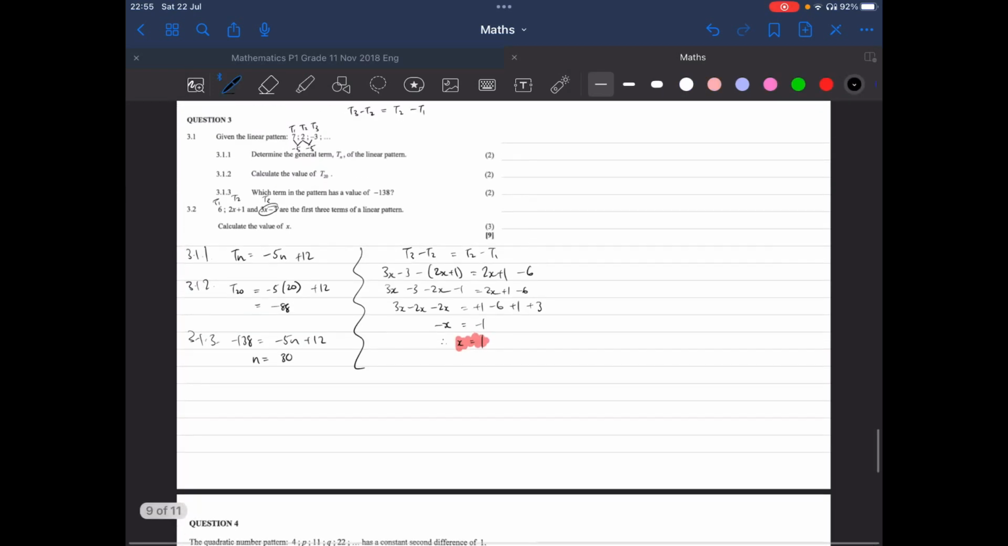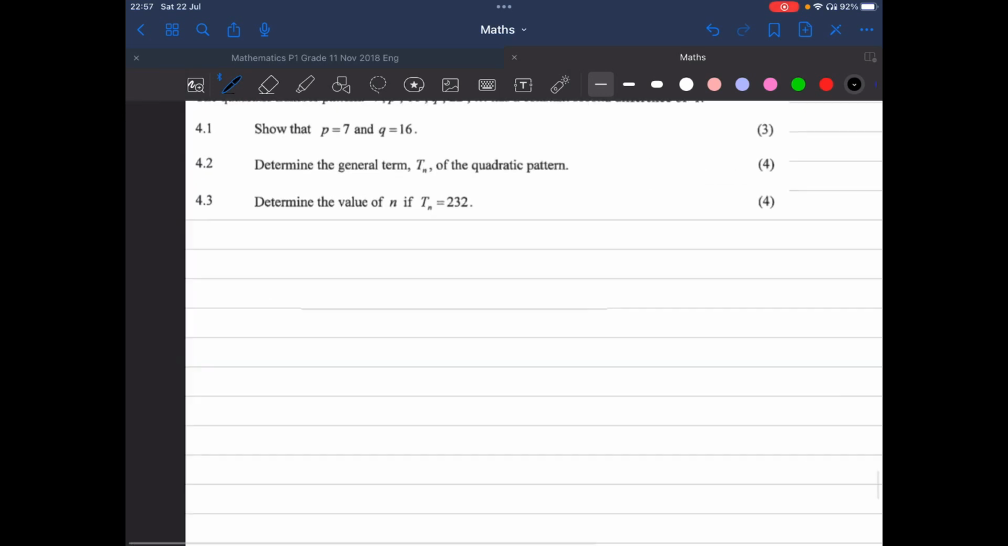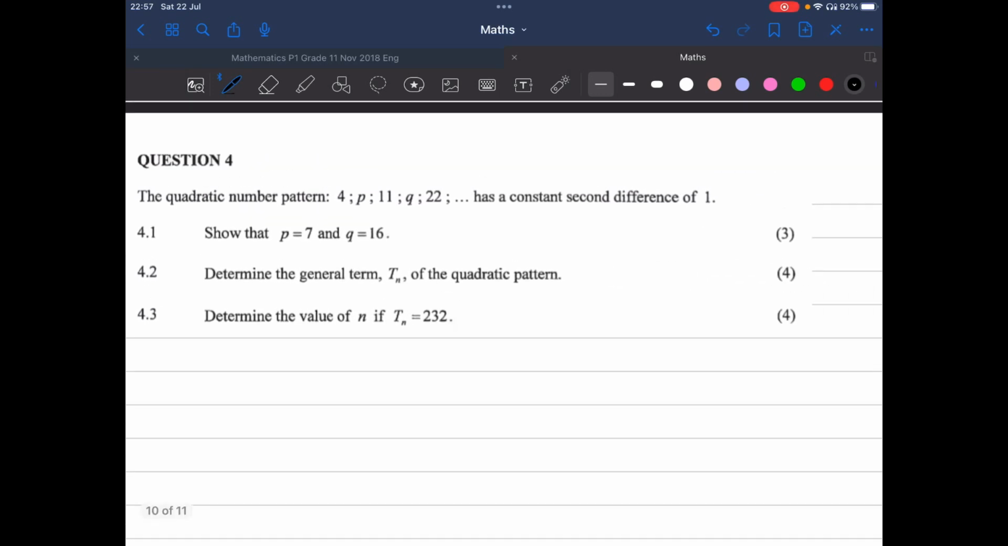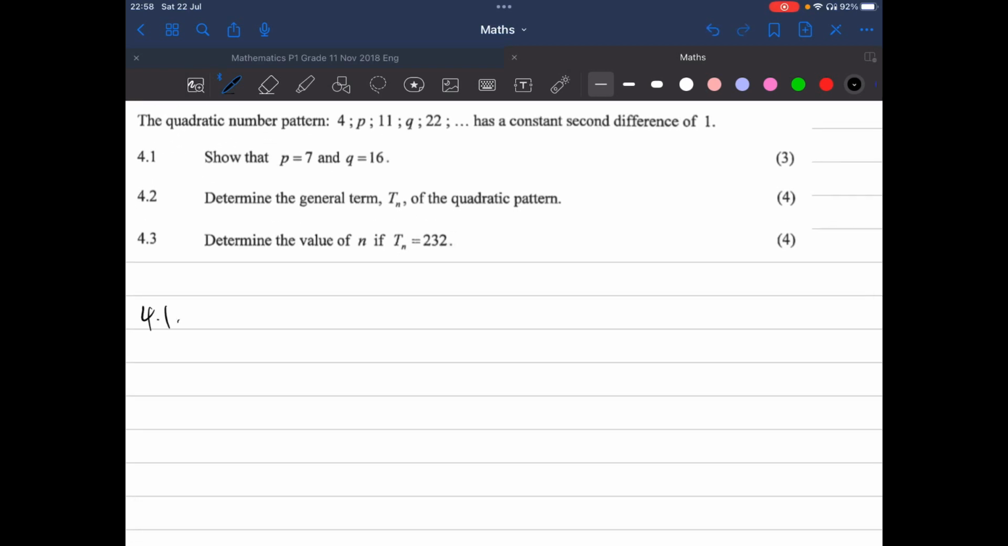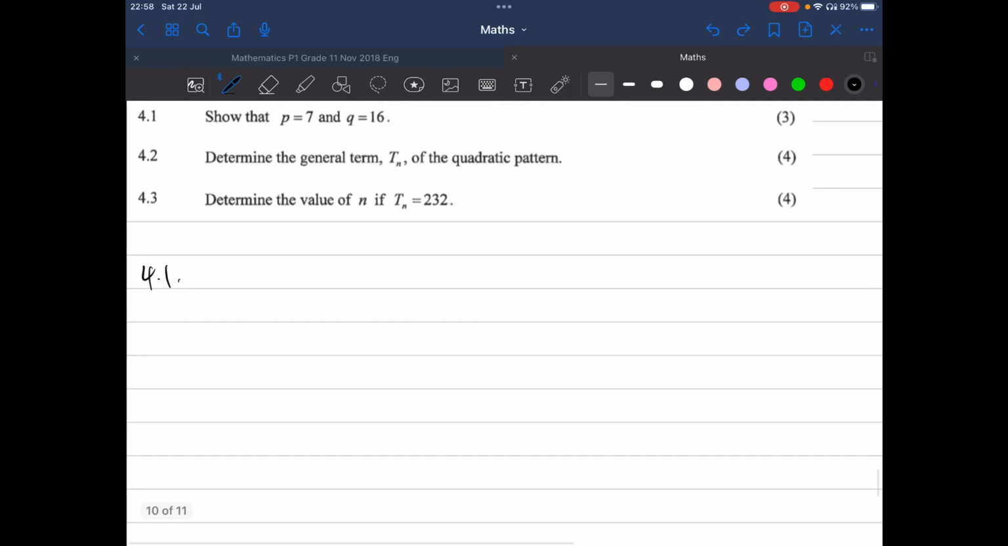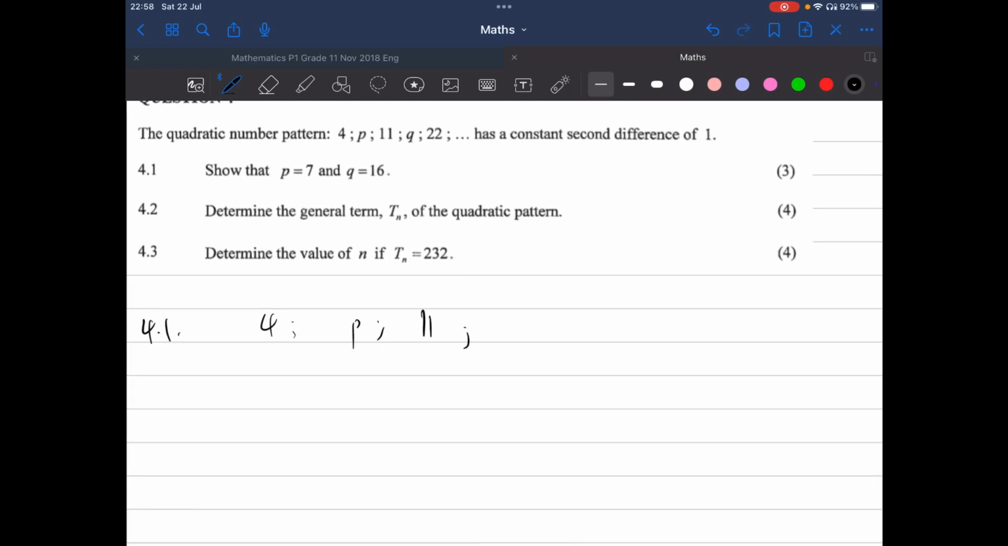Okay, let's move on to question 4. Okay, let's now look at question 4. So question 4 is a continuation of number patterns, and this is a quadratic pattern. Okay, so the quadratic number pattern 4, p, 11, q, 22 has a constant second difference of 1. Show that p equals 7 and q equals 16. So let's start by writing this down. 4, p, 11, q, 22.